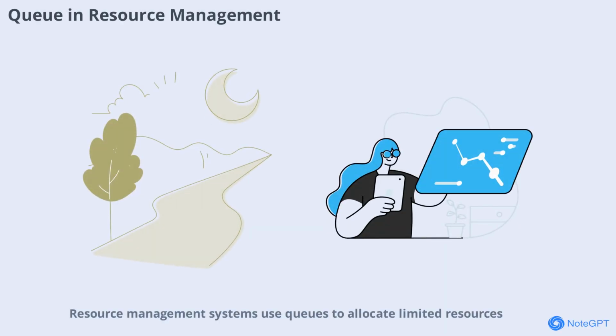Resource management systems use queues to allocate limited resources, such as CPU time, memory, or bandwidth. By organizing requests in a queue, these systems ensure that resources are distributed fairly and efficiently, preventing conflicts and maximizing performance.